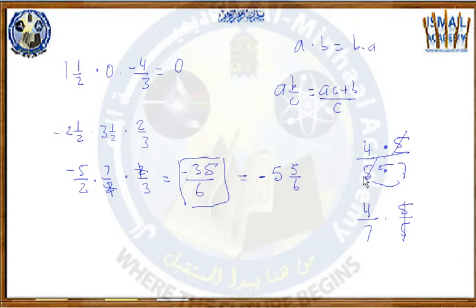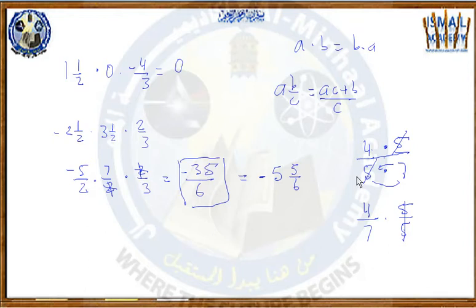See, this is why you have to know the properties of multiplication and addition. You can use them to simplify your answer. Is that clear? All right. This is how to multiply with mixed numbers. So for the answer, it's negative 5 and 5 over 6, yes.